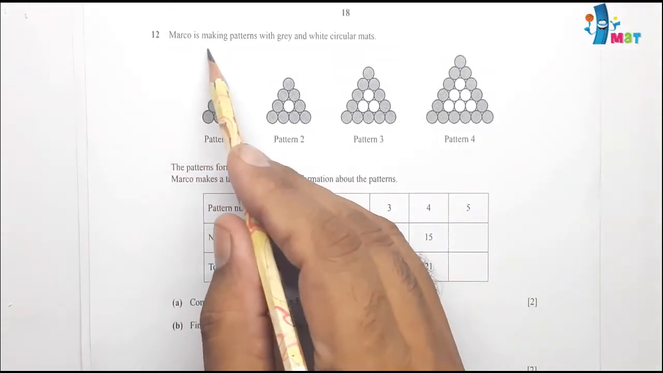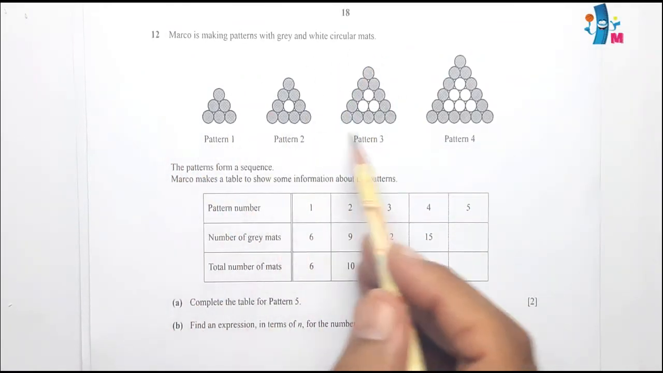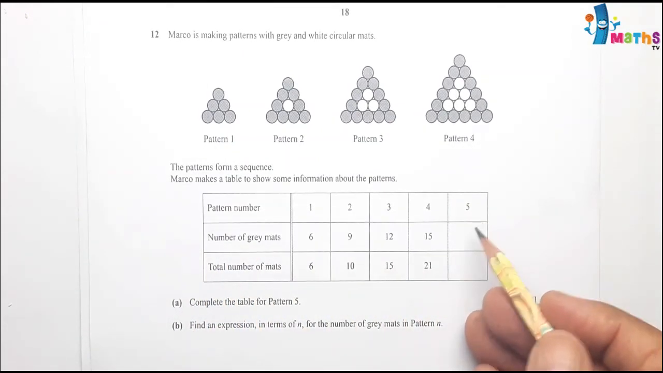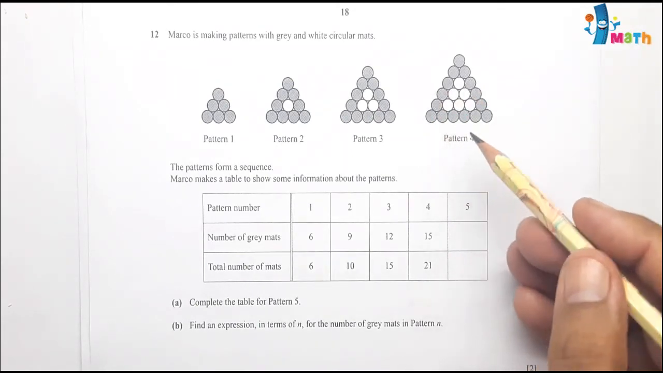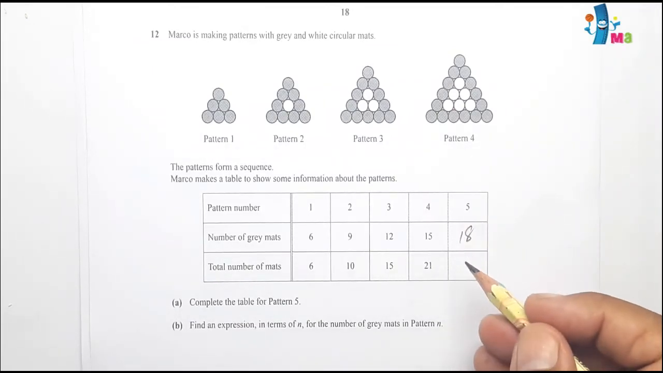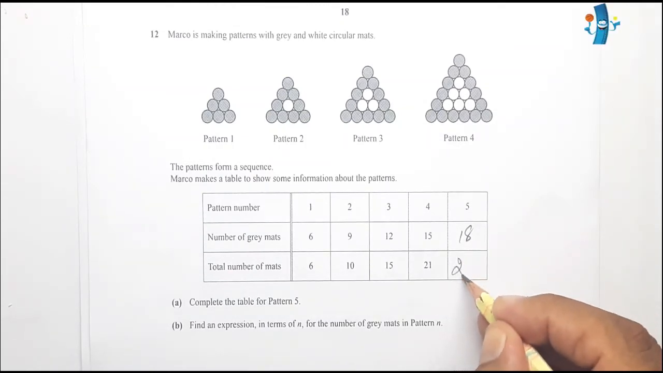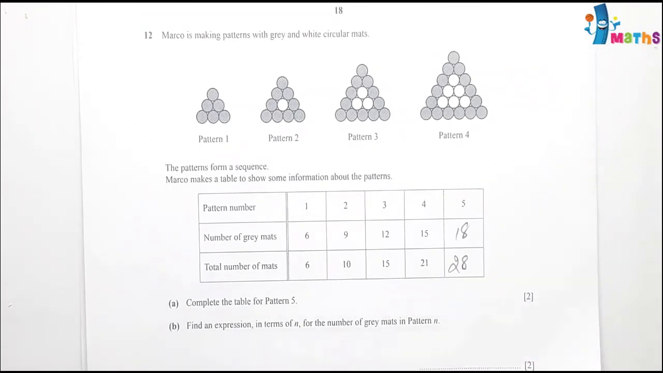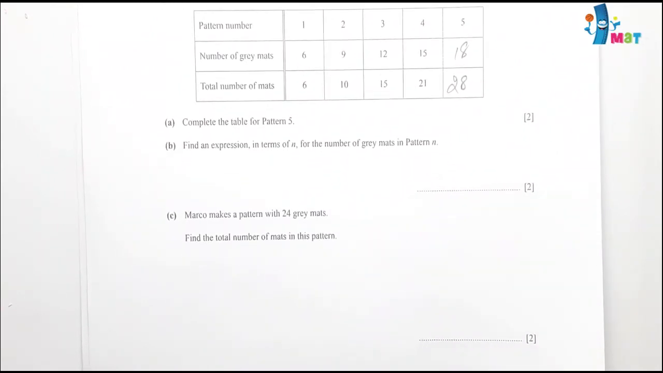Question number 12. Marco is making patterns with gray and white circular mats. So these are the drawings. We'll have to complete this table. Number of gray mats will be in 5. We can count these gray. So these are 18. If you count, this will be 18, and then we have to write the total number of mats. So you will calculate this also, 28. These are the numbers. You can add them, complete the table of pattern which we have done. This is 2 marks question.